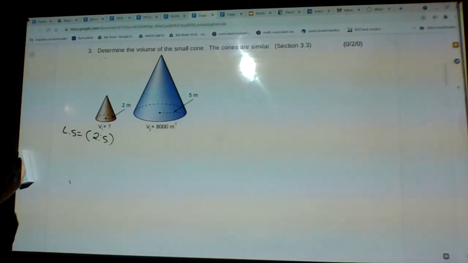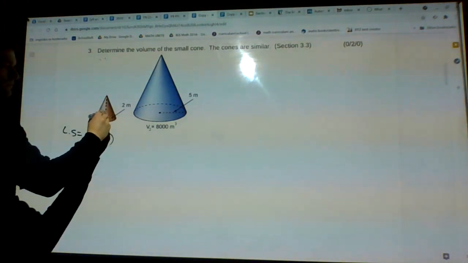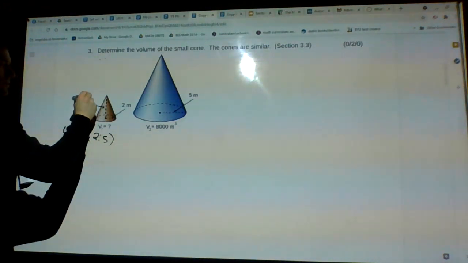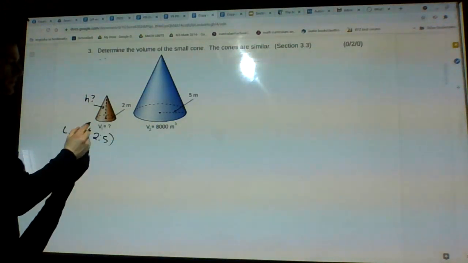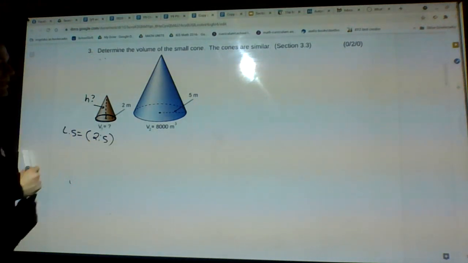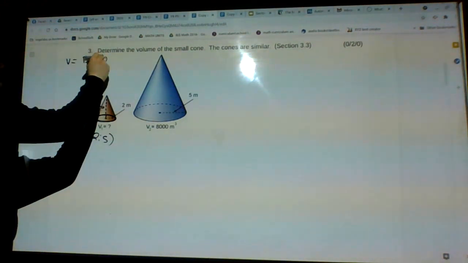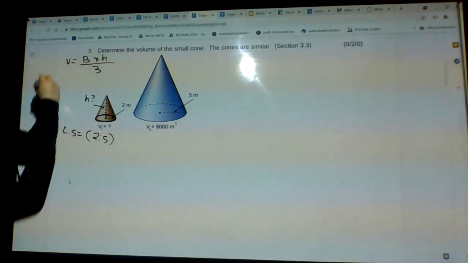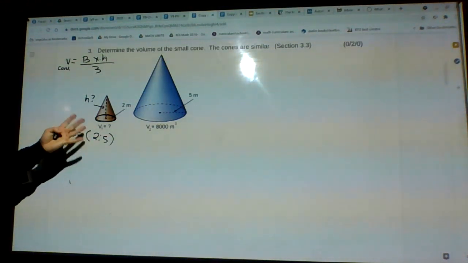And the next thing we want to do is figure out, well, what do we need to know? We're trying to find the volume. Well, one method is to say to ourselves, if I knew the height of this smaller cone, I could use my volume formula. My volume formula says the area of the base times the height divided by 3. That is the formula for the volume of a cone. But unfortunately, there's too much unknown over here.